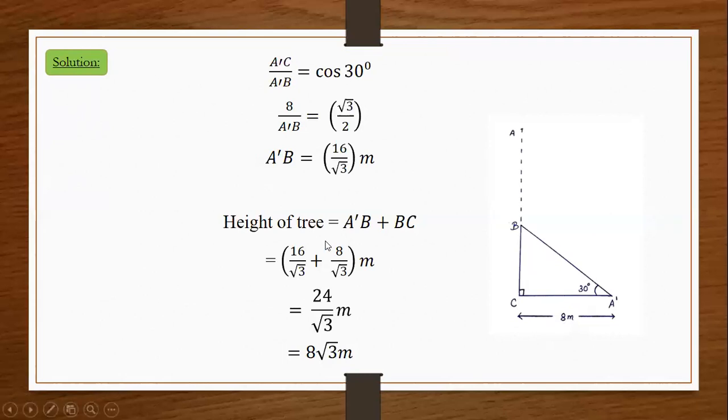Now we have to find the height of the tree, which is A dash B plus BC. So 16 by root 3 plus 8 by root 3 is 24 by root 3. You cannot leave root in the denominator, so we are going to rationalize it. And finally, we get the answer to be 8 root 3 meters.